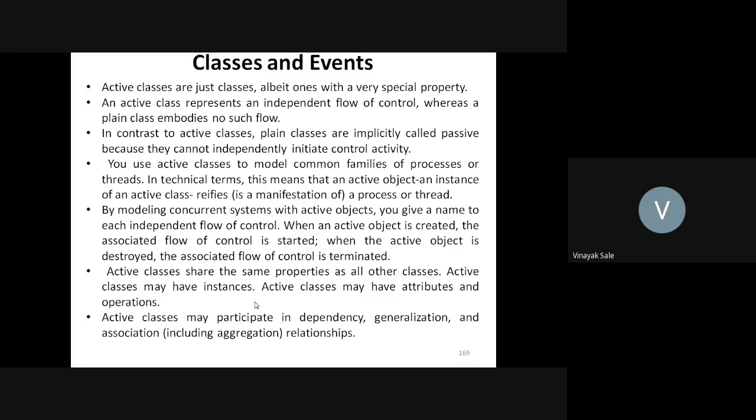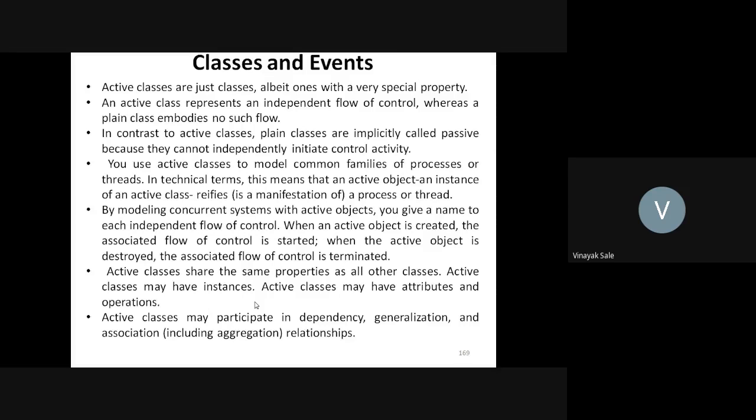When an active object is created, the associated flow of control is started. When the active object is destroyed, the associated flow of control is terminated. Whenever the active object is alive, there is a flow of control. If it is destroyed, then the flow of control associated with it is terminated.